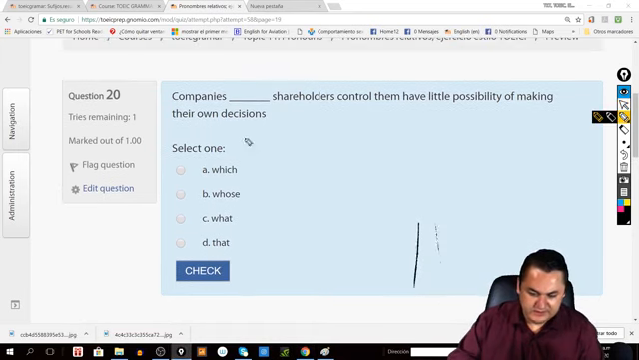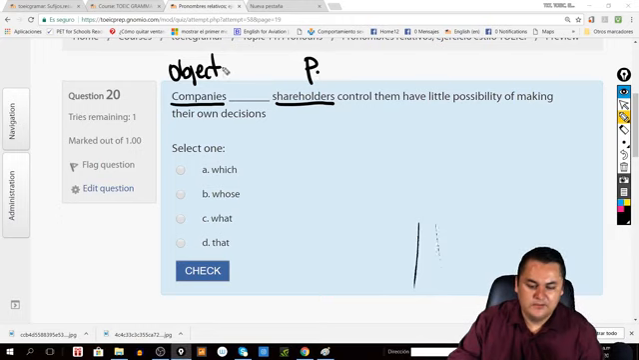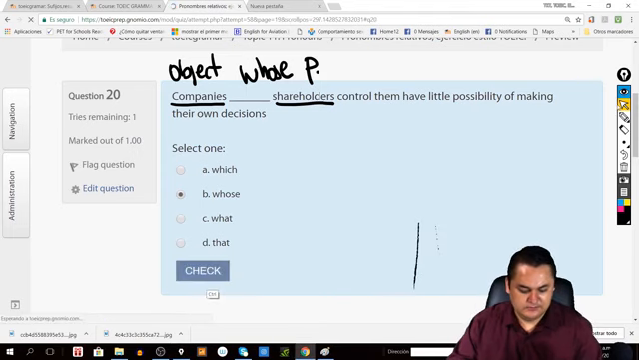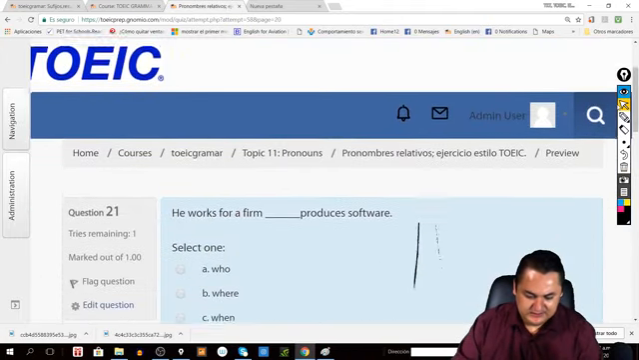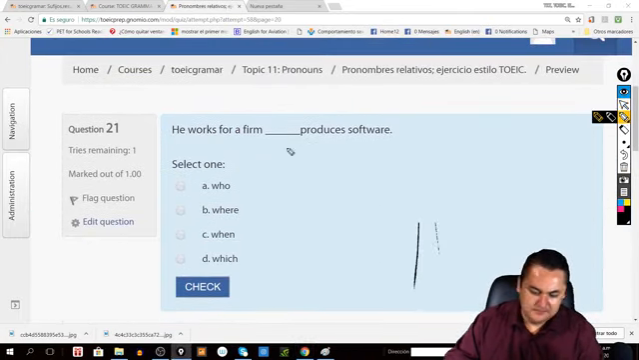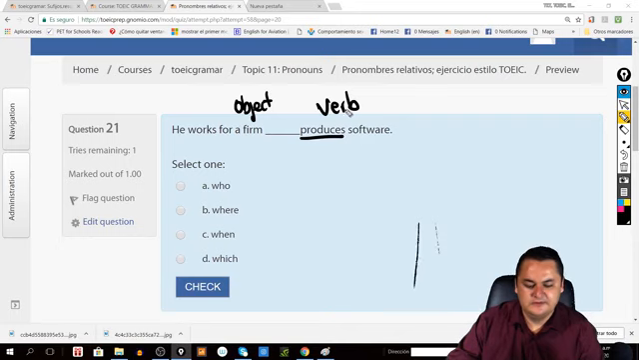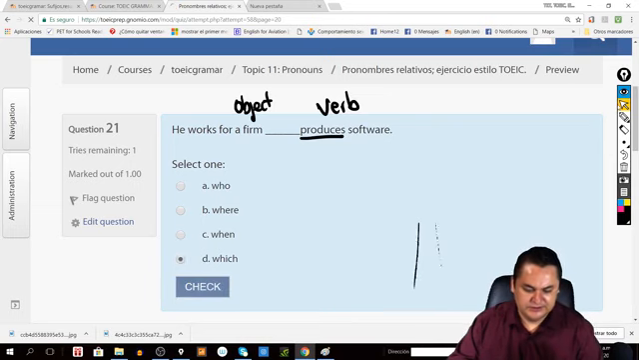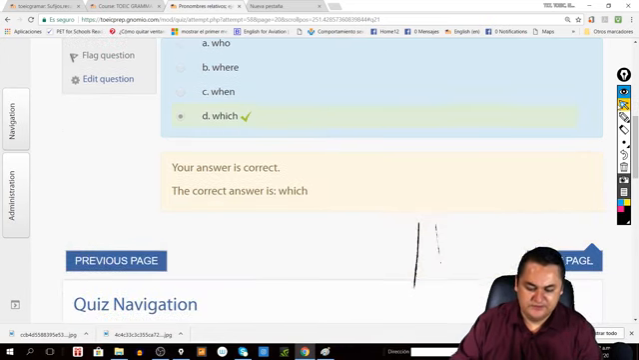Now, in this one, we have companies. Companies are objects or things. And shareholders are people. And when we have these two, we can only place whose in the middle. I'll be more careful when selecting the answer. Then here, a firm is an object or thing, and produces is a verb. So when we have this structure, the only answer we can have is which. He works for a firm which produces software.